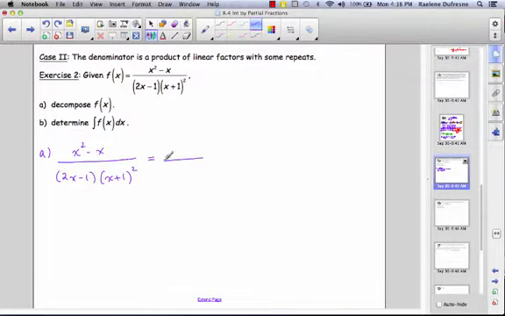And so we are going to have a possibility of 2x minus 1, a possibility of x plus 1, and a possibility of x plus 1 all squared. And in this case, the numerators will all have constants. Now let's just talk about why this is. Why do we have both x plus 1 and x plus 1 squared?